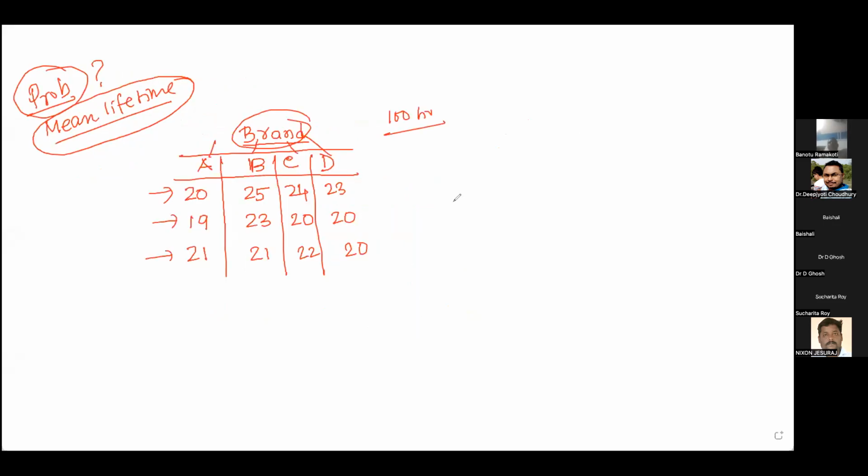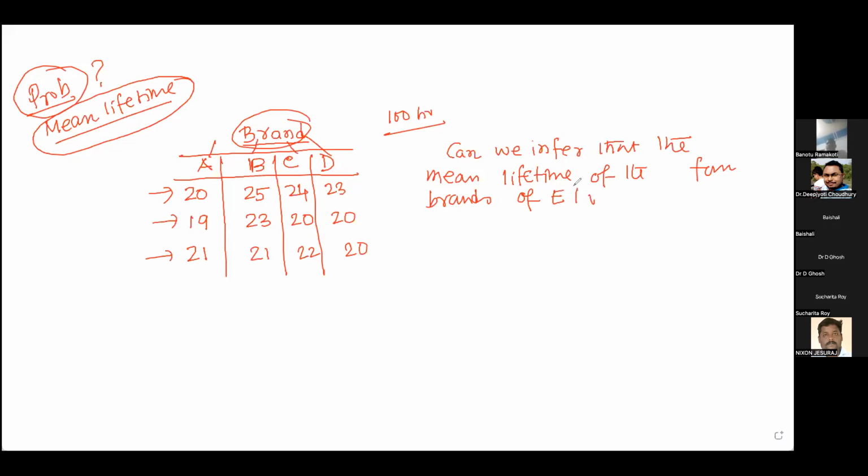So first of all, in this given problem, our first priority is: can we infer that the mean lifetime of the 4 brands of electric bulbs are equal? We would like to see it, right?